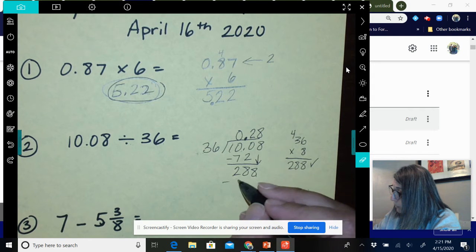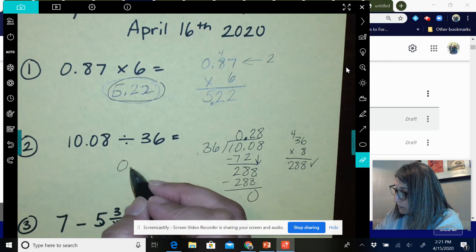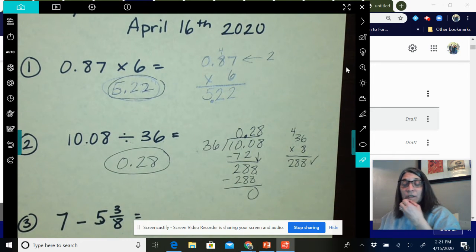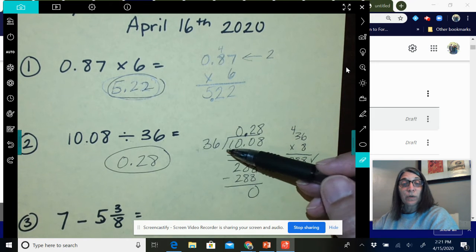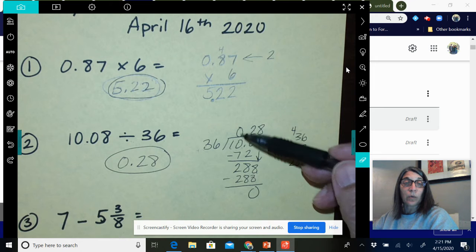So I knew that this would give me a 0, and then my final answer would be 0.28. Okay, so I didn't have to move any decimals over here, but you do need to make sure you bring that decimal straight up and use your 0 placeholder.